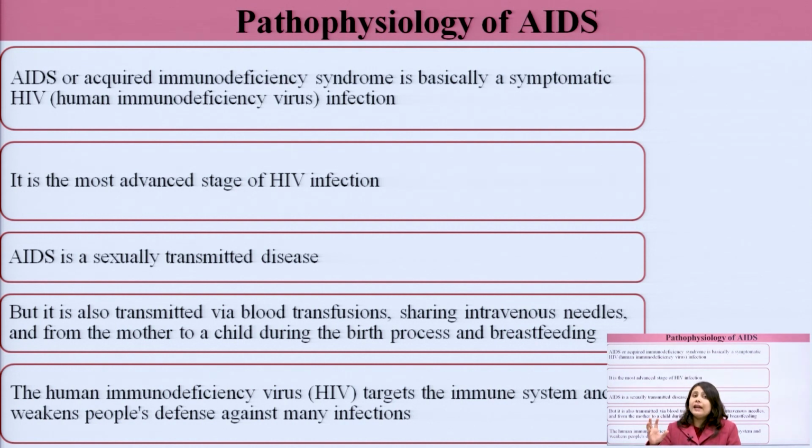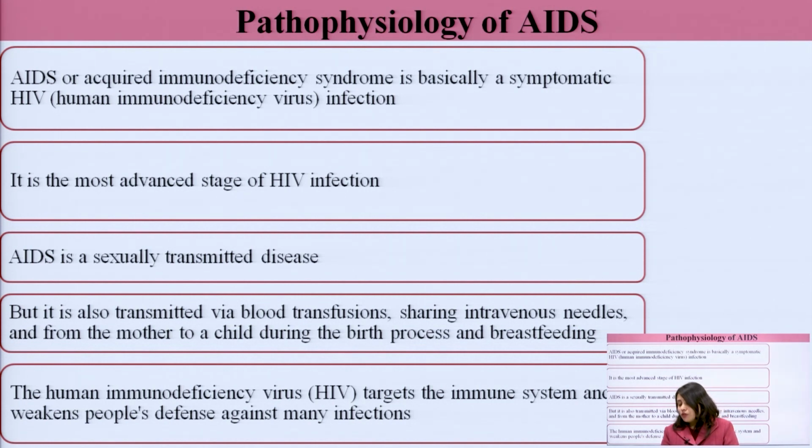AIDS only occurs in the advanced stages of HIV, where the immune cells of the host are extremely compromised, which allows opportunistic infections to take place. That is when HIV infection is said to cause AIDS, acquired immunodeficiency syndrome. AIDS is a sexually transmitted disease, but it is also transmitted via blood transfusions, sharing intravenous needles, and from mother to child during birth and breastfeeding, like we just discussed in syphilis.